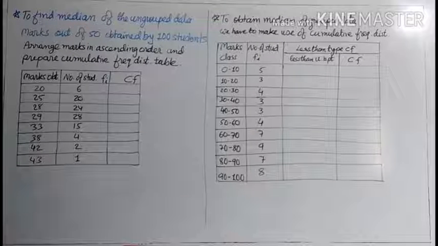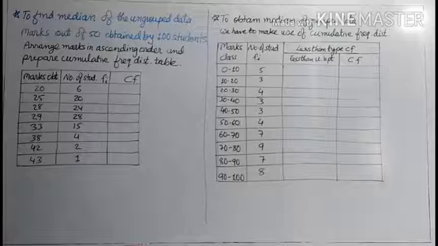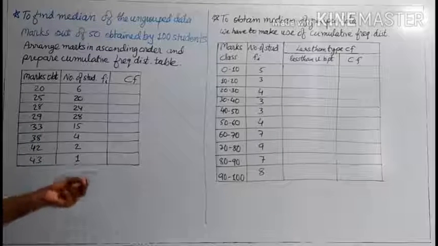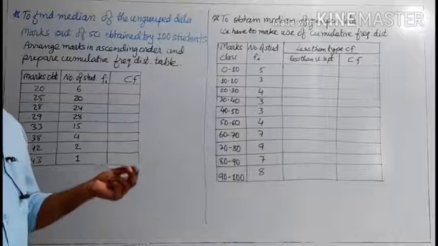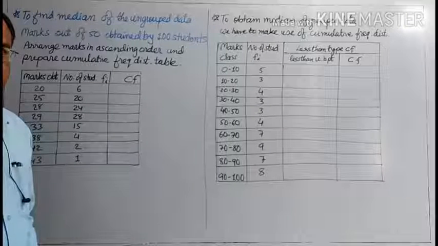Good morning, students. As we have discussed earlier regarding mean, mode and median: mean is the average of the data. Mode is the most occurring observation value. Now median means 50% of the observation values are less than that and 50% of the observation values are greater than that.